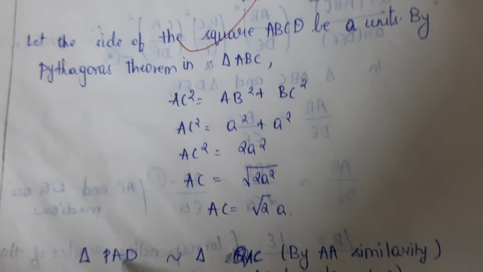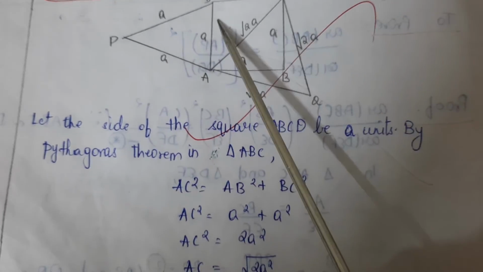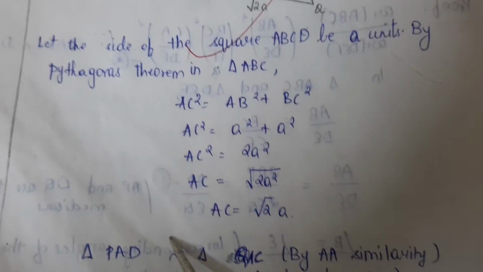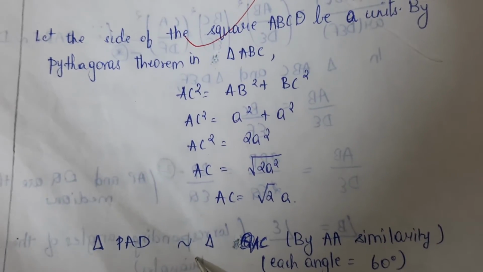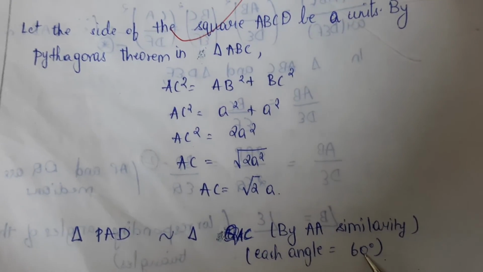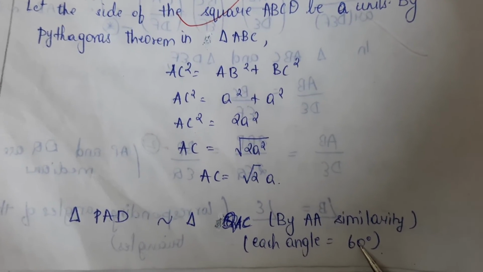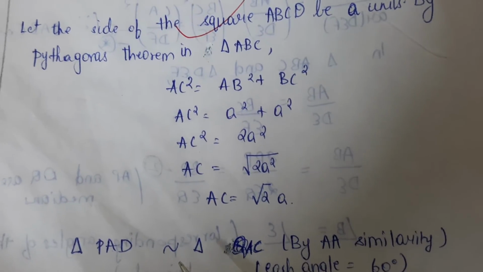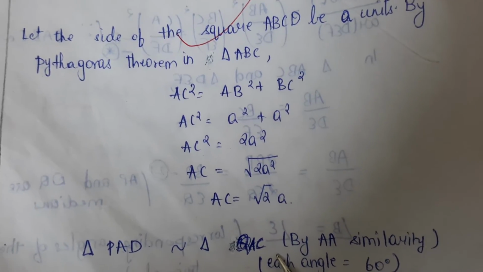Now, triangle PAD and triangle QAC. If I take these two triangles, they are similar by AA similarity, because each angle is 60 degrees. You know, in an equilateral triangle, each angle will be 60 degrees. So according to AA similarity, these two triangles are similar.